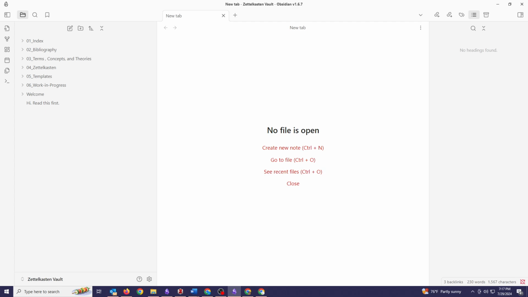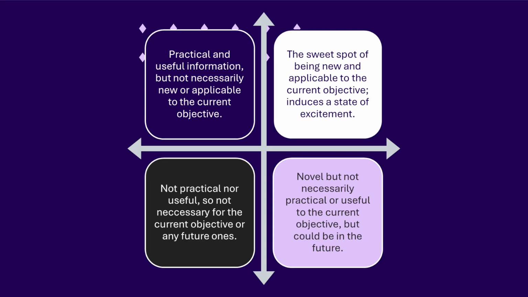And with that, I'm going to take you to a matrix that I have. So if you look here, you can see that I have a matrix. This is my card value matrix. So down here in the lower left-hand corner, we're saying that the information is not practical nor useful, so not necessary for the current objective or any future ones.